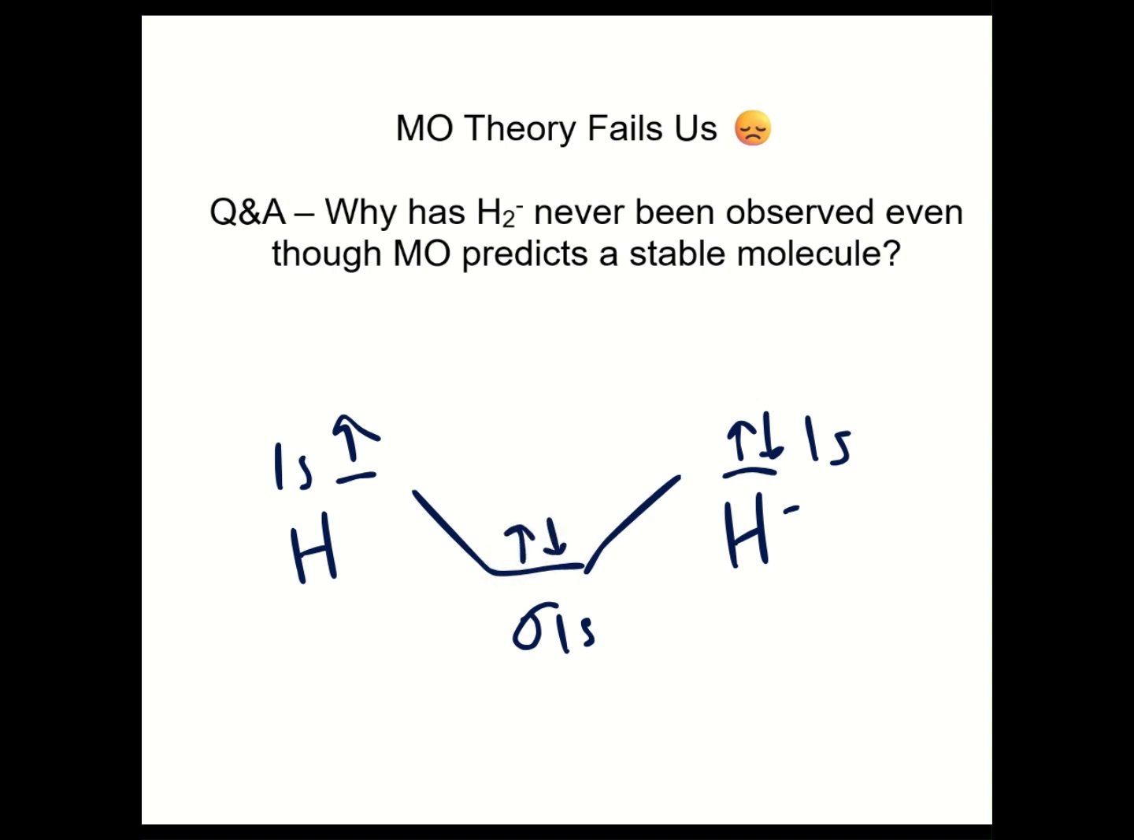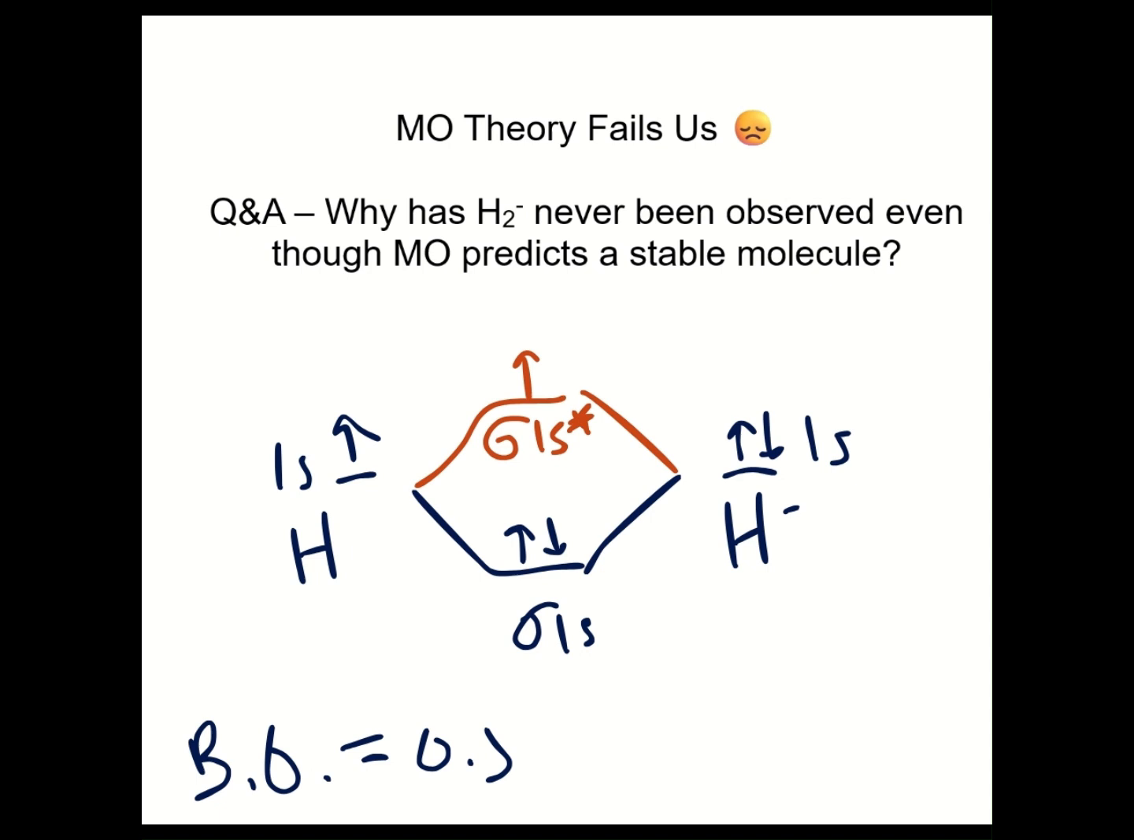One of these electrons has to occupy the antibonding orbital. We call that the sigma 1s star, or the sigma 1s antibonding orbital. So one of them has to go in there, in the higher energy space. So if you calculate the bond order, you are right. You do get a bond order of about half, which is greater than 0, which does predict a stable molecule should exist.